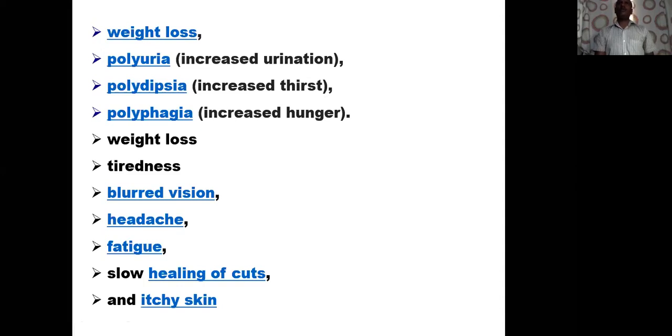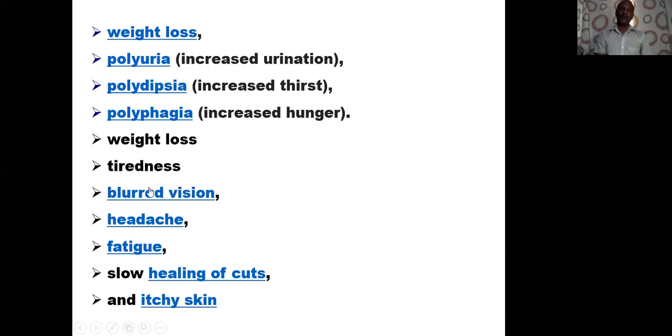We know that most of the water reabsorption happens in the nephron. But in case of diabetes, you will have polydipsia because of loss of water through urination. Increased urination means increased water loss, and increased water loss causes thirst. And polyphagia, increased hunger, and as we discussed, weight loss, and tiredness, and blurred vision.